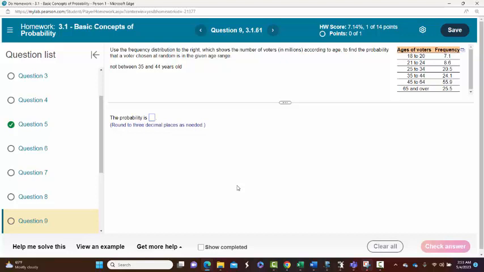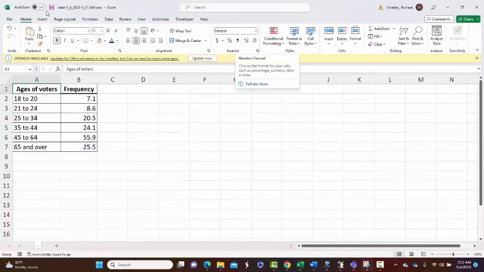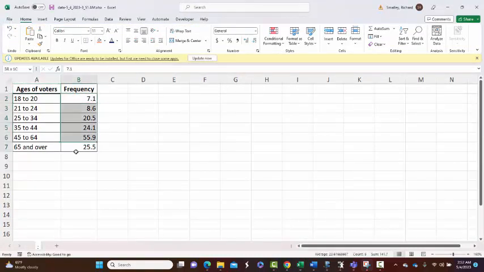Let's look at this one. Frequency distribution over there to the right. This pretty much has to add up to, oh no, it doesn't have to add up to any specific number, excuse me. Let me dump this in Excel. So we have the values, and let me go ahead and sum these up. Oh, enable editing, okay. Now I can sum these up.